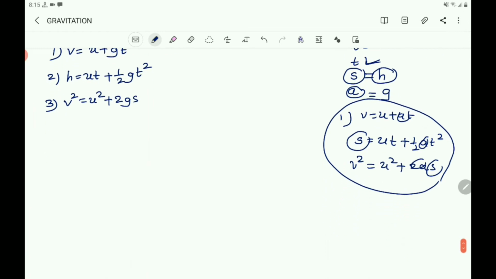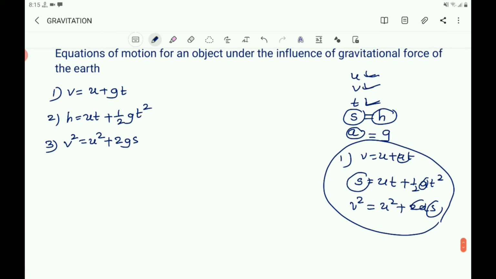Now, if an object falls vertically downward, then acceleration due to gravity is taken as positive. Then the equations become all plus. If an object is thrown vertically upward, then the acceleration due to gravity is taken as negative, meaning its velocity decreases as it moves upward. So then the equation becomes v is equal to u minus gt, h is equal to ut minus half gt square, and v square equals u square minus 2gs.